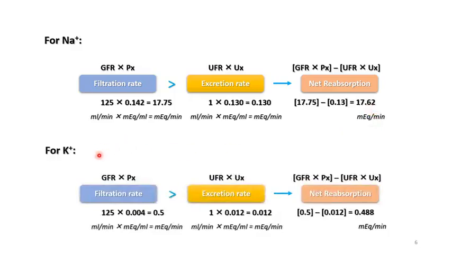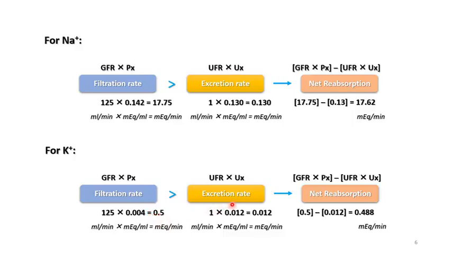For potassium, the GFR is the same, 125. Plasma concentration for potassium is 4 milliequivalent per liter, but if we convert it to milliequivalent per milliliter, we should divide it by 1000, and it is 0.004, the plasma concentration of potassium, and the filtered amount is equal to 0.5 milliequivalent per minute.